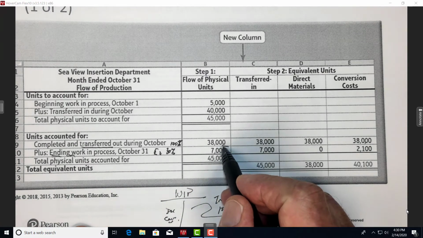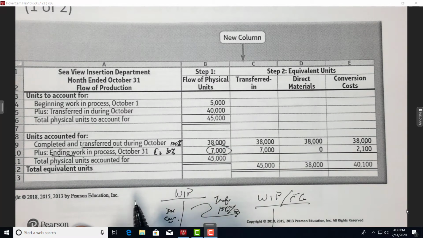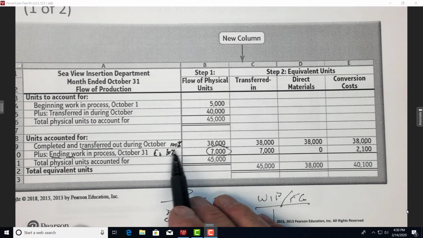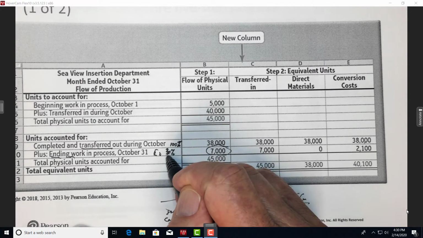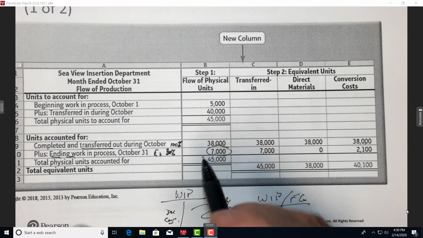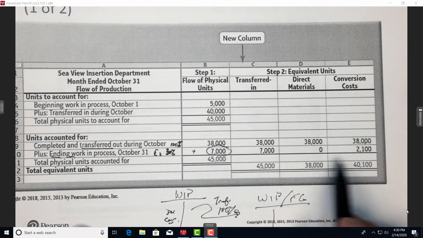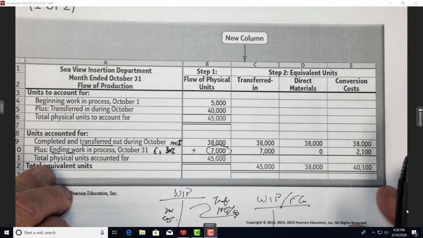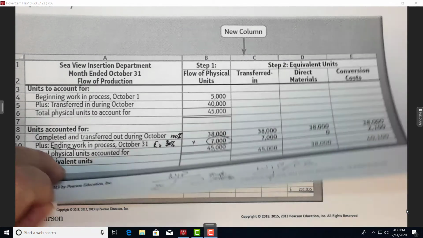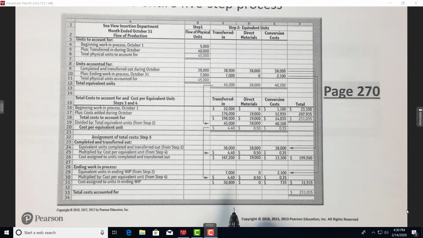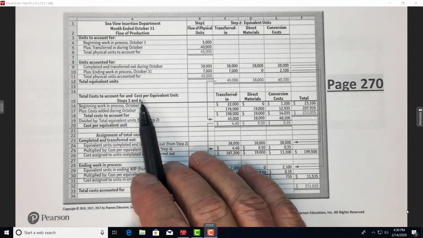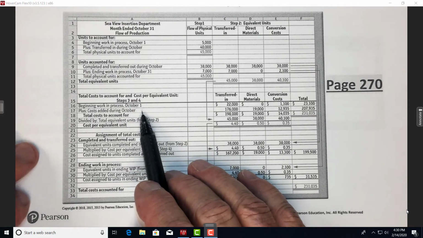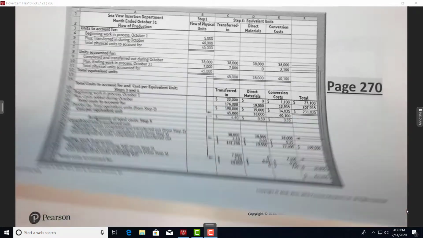What we have to deal with then, with what is left, is the ending work in process. In this case, it says 7,000 is the ending work in process. But is it all done? No, it's not. The problem will say 50% done or 60% done. In this case, it's 30% done. So it's 30% times the 7,000, which gives you, in terms of conversion costs, 2,100 done. And these are the physical units. Then we have to deal with the conversion cost.